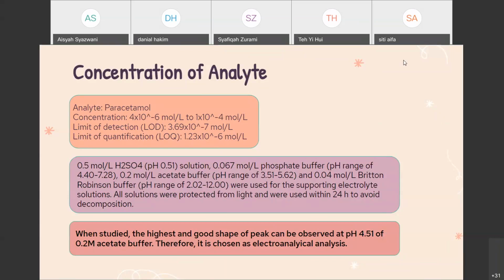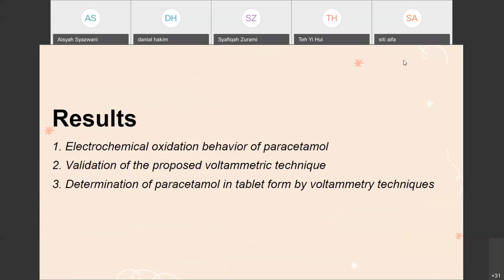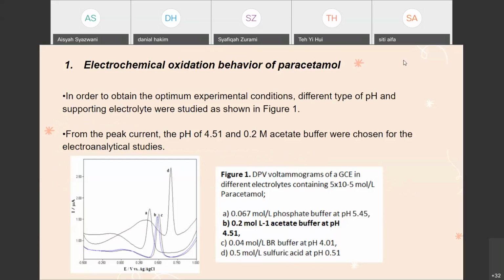So next is the results. We have three results, which are first, electrochemical oxidation behavior of paracetamol, second, validation of the proposed voltammetric technique, and the third is determination of paracetamol in tablet form by voltammetric techniques. First, for electrochemical oxidation behavior of paracetamol, in order to obtain the optimal experimental condition, different types of pH and supporting electrolyte were studied as shown in figure 1.